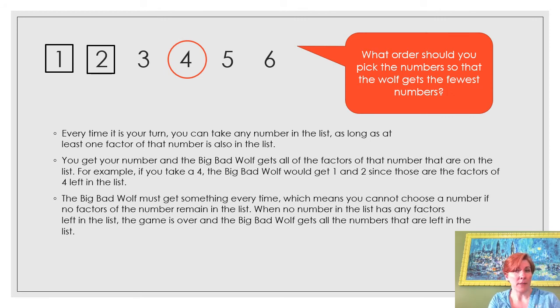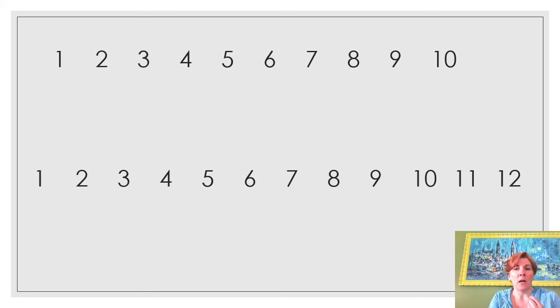So what you're going to hand in to me is what order did you pick the numbers so that the wolf gets the fewest numbers? Okay, so I'll show you what that looks like. After you've done numbers 1 to 6, then I want you to write numbers 1 to 10 and 1 to 12 and see if you can figure out what would be a good order. So you're basically going to just replay the game with different sets of numbers.